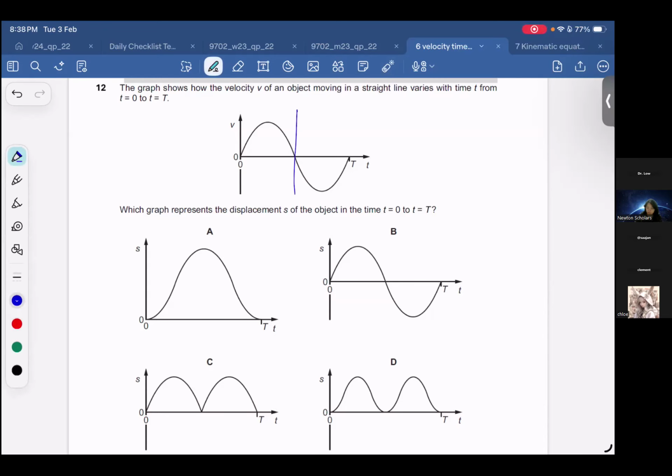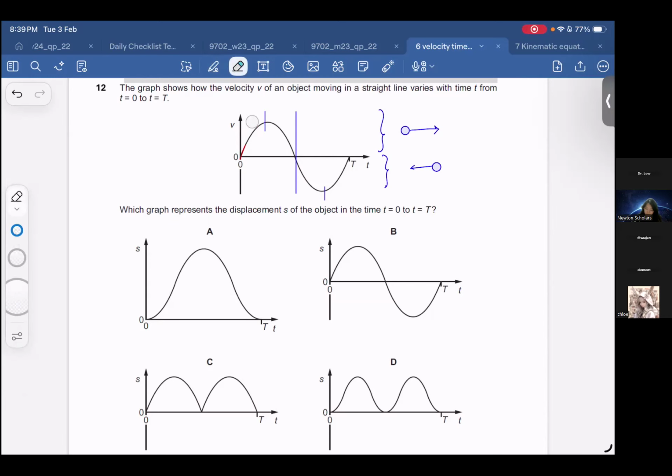Okay, so we divide into 4 sections, okay? But here, the first one is the object moving in one direction. So this one, negative velocity, meaning that it is moving backwards. For the first section here, I draw the line to show the gradient. So the first section here, my line becomes steeper, less steep.